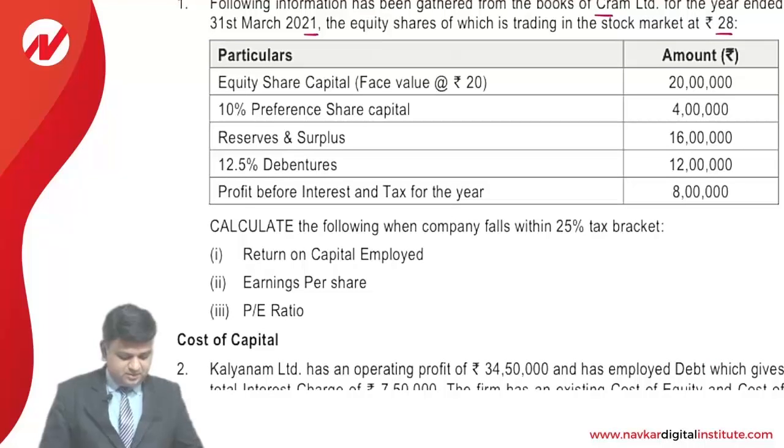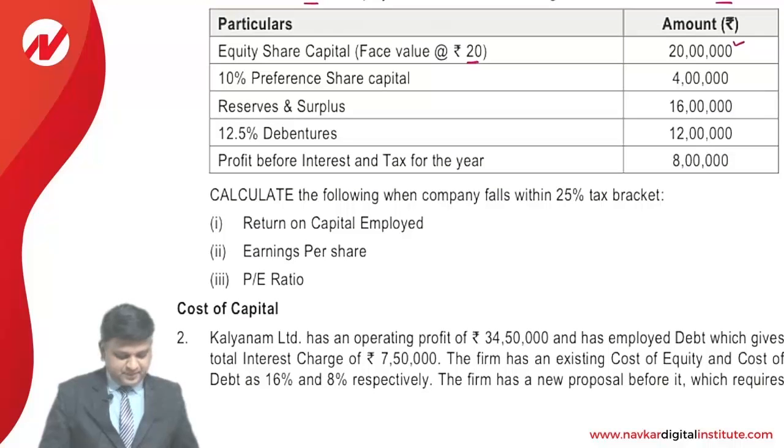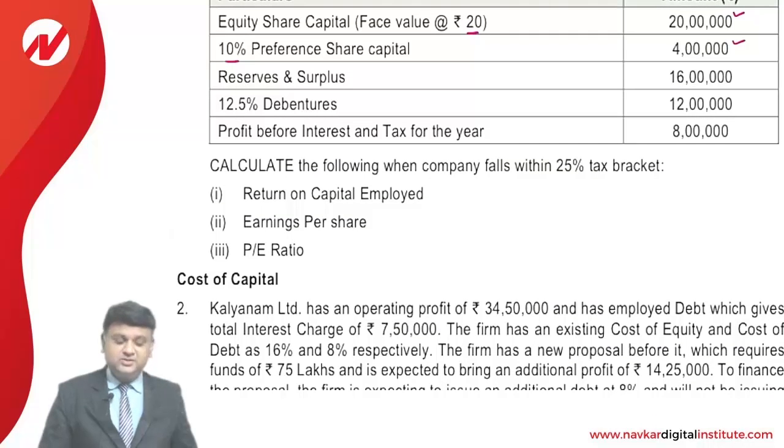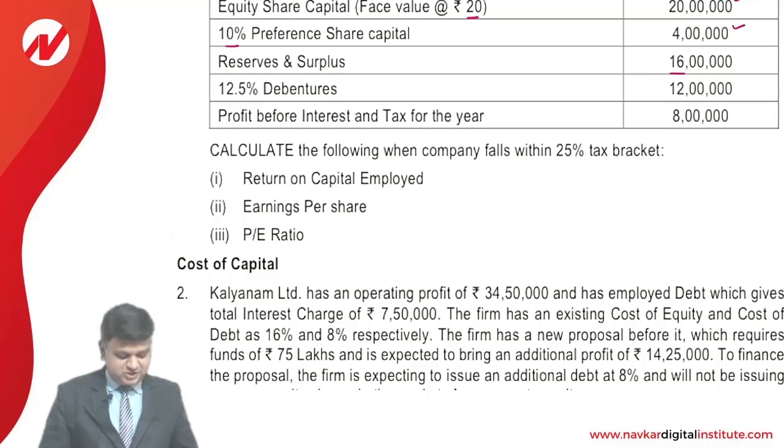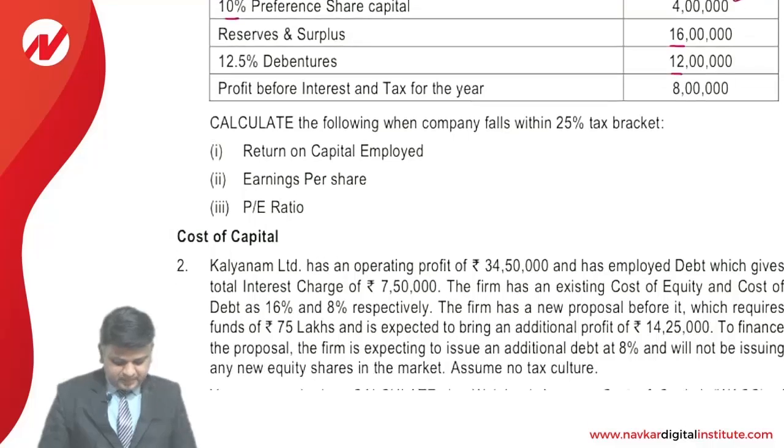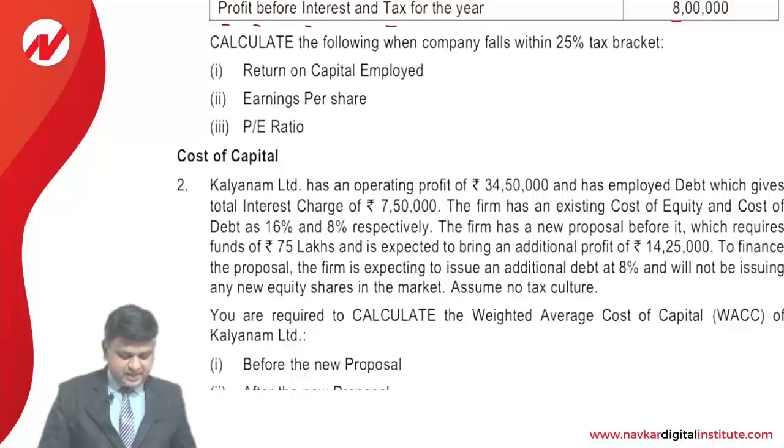Equity share capital is 20 lakhs, face value of equity share is 20. Preference share capital is 4 lakhs and the rate of preference dividend is 10%. Reserves and surplus is 16 lakhs. 12.5% debentures of 12 lakhs. Profit before interest and taxes, that is called operating income, EBIT, is an amount of 8 lakhs. Calculate the following when the company is falling in the 25% tax bracket.